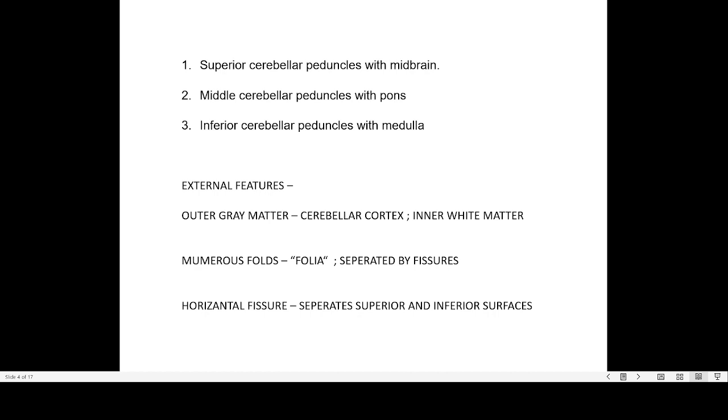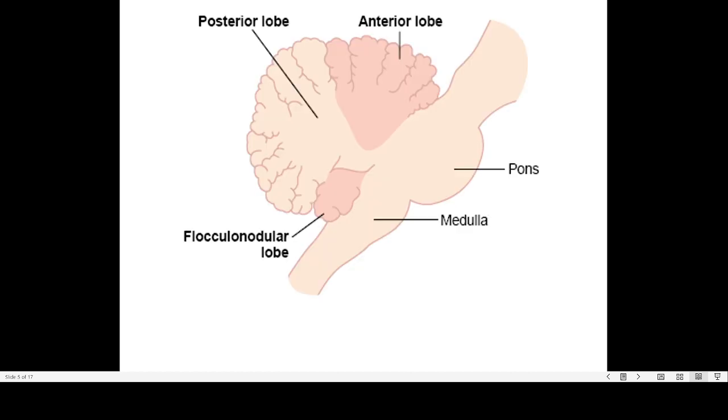Next, one of the important fissures is the horizontal fissure. The horizontal fissure separates the cerebellum into a superior and an inferior surface. The superior part and inferior part are separated by the horizontal fissure. So just be here. This is the anterior lobe. This is the posterior lobe, or you can call it the middle lobe. This is called the primary fissure. This primary fissure separates the anterior lobe and the posterior lobe.